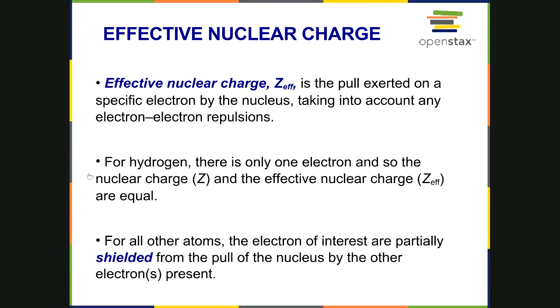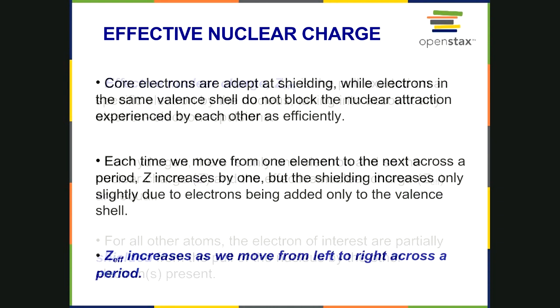So for hydrogen, we have one electron, and there are no other electrons interfering, so the effective nuclear charge is the same as the nuclear charge. There's one proton, there's no interference, so the effective nuclear charge is the same as the nuclear charge. For all other atoms, the electrons are going to be shielded from the pull of the nucleus by the other electrons present, causing interference. So those core electrons shield the outermost electrons from the nuclear pull.